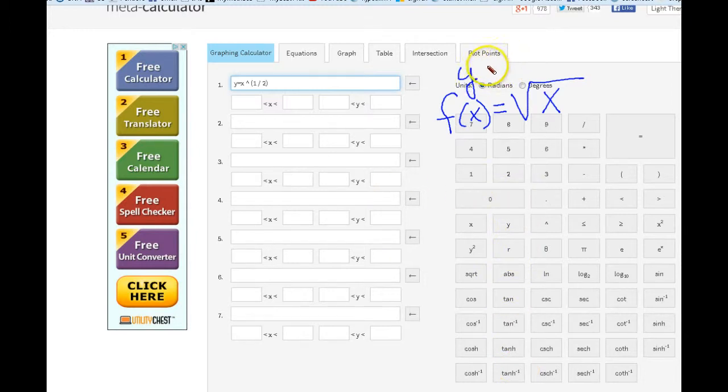We said this is actually x to the 1/2 power. That's the square root of x. So how do I put that in my calculator? Well, I said we had to use a caret sign, which they do have here. Here's the caret sign. And then put this in parentheses to the 1/2 power. And that's what I did.